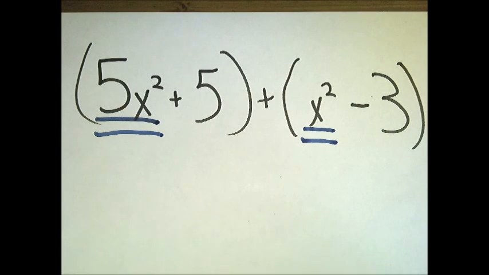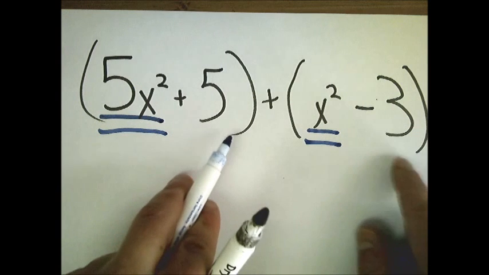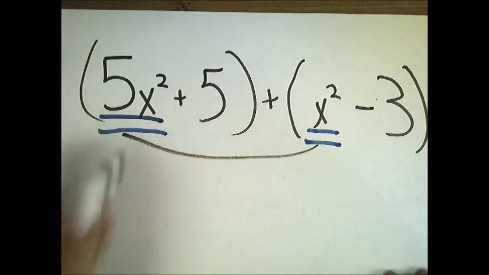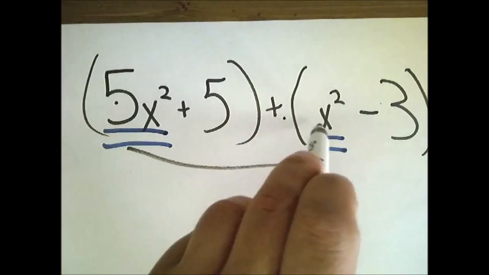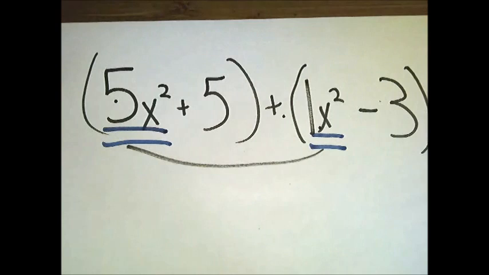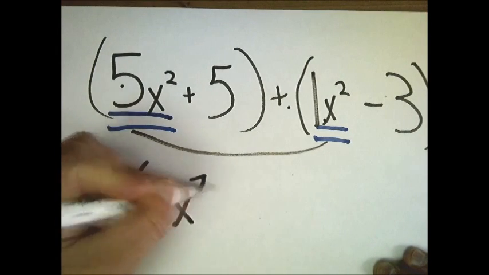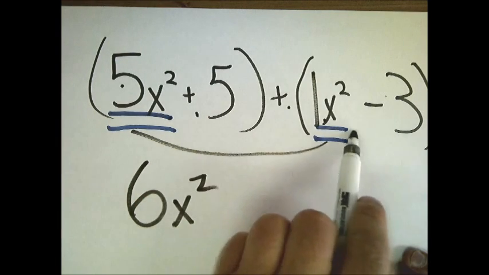After I mark everything up here, I can see pretty quickly that these two, right here and right here, are like terms, and these two are like terms. They're not necessarily like each other, but they are alike. So I'm going to combine these following the script that I've been given by the problem. Once upon a time, positive 5 plus 1. Remember, if you don't see it, there's 1 there. So back in my mind, 5 plus 1 equals 6. 6x squared. Then I deal with plus 5 minus 3.